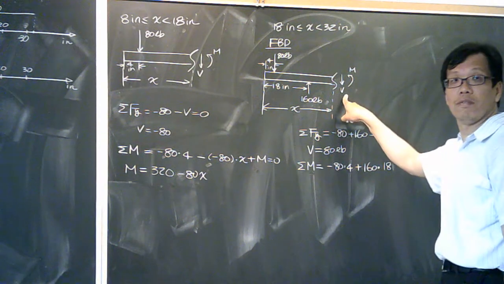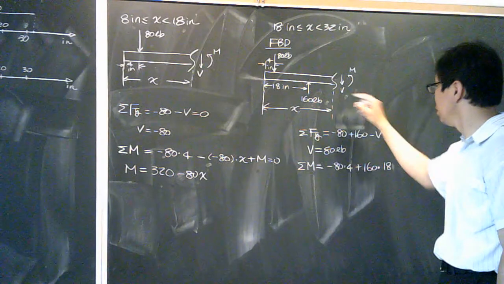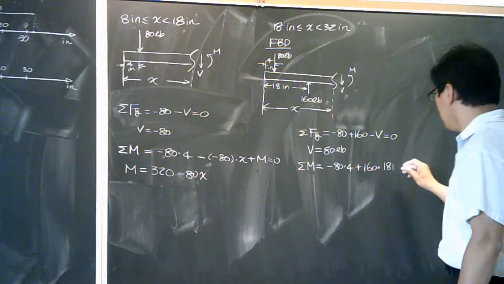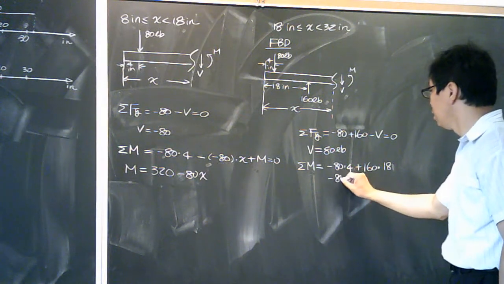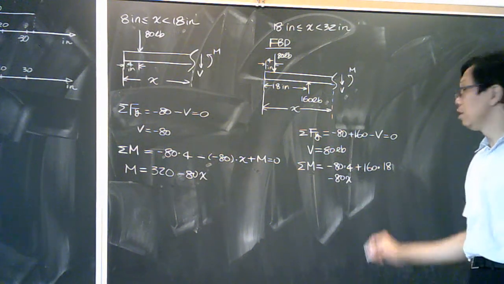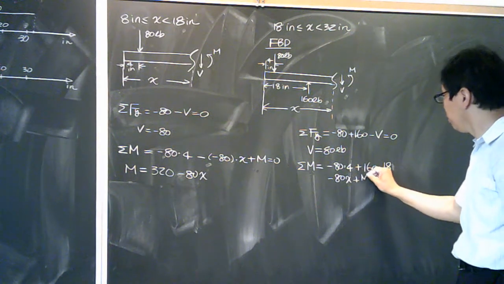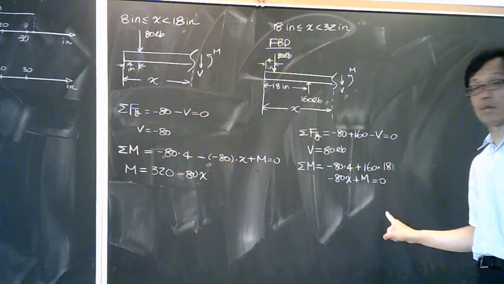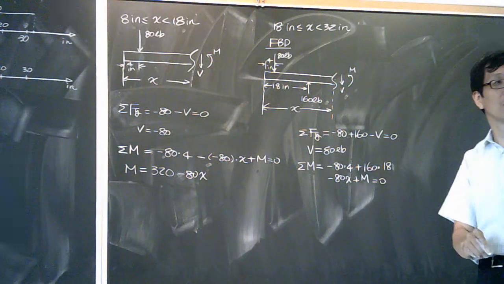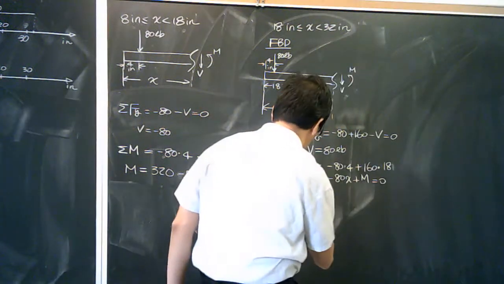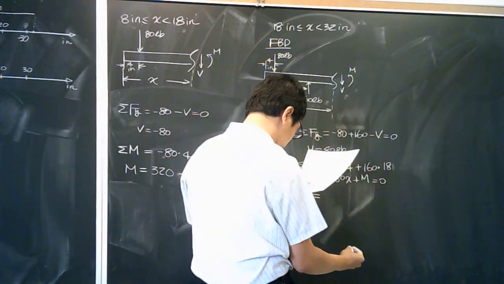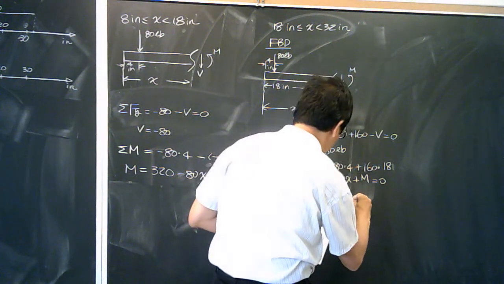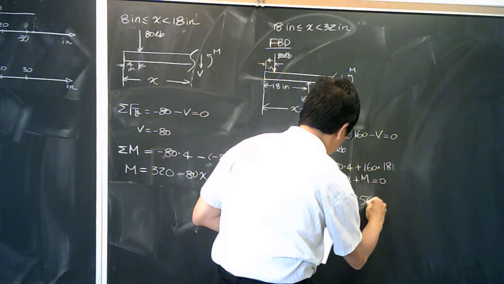Then I need to deal with the b over here. B is a constant, and this is going to give me clockwise, so it's going to be minus 80x plus m equals to 0. So you have 4 terms in your moment equation. So you're going to get moment equals to 86x minus 2,560.